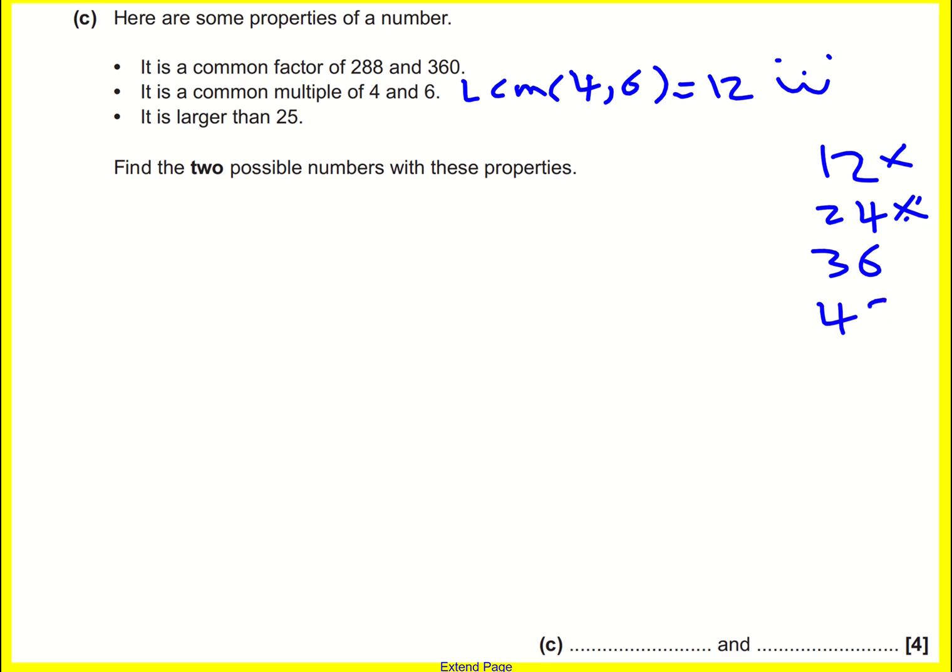36, 48, 60, 72. Do you know what? I think a good shout at this point, before I go into my more rigorous approach, is to try some of these. I'm only interested in finding 2 of them.